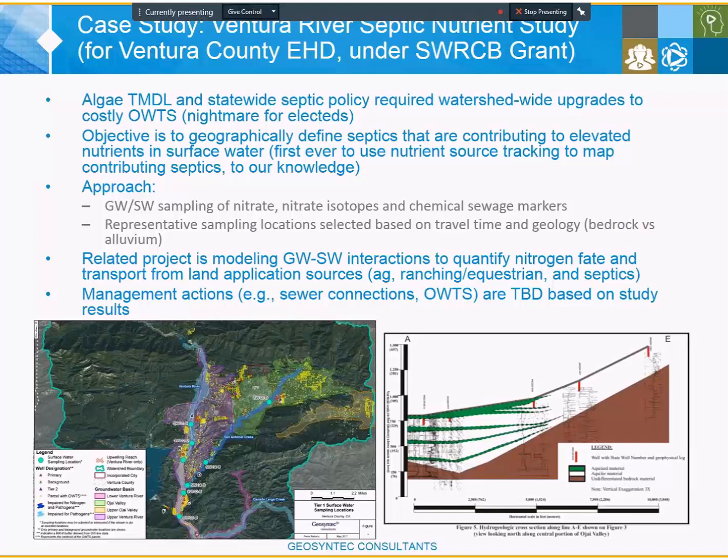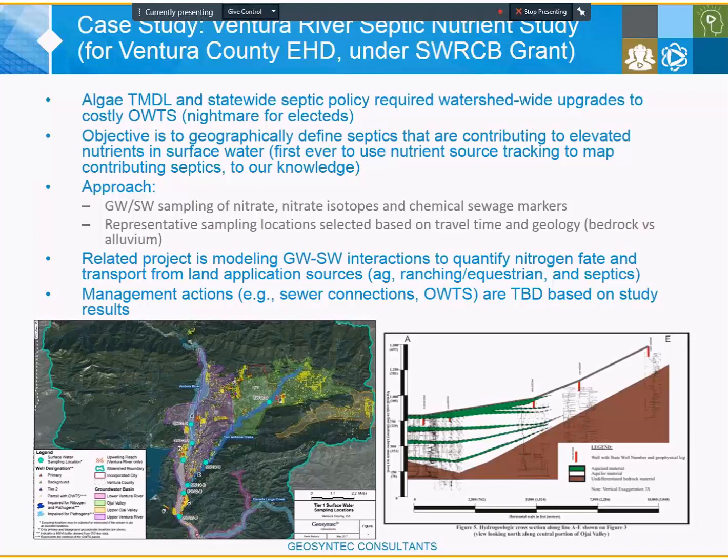And this is using a combination of groundwater surface water sampling of nitrate isotopes, and chemical sewage markers. Here we went away from the DNA markers because in subsurface, when we're trying to understand nitrate fate and transport, it was our belief that the chemical sewage markers would be more recalcitrant and more mobile. Whereas the DNA is subject to die-off, potentially more rapidly than some of the chemical markers. So we're using chemical markers, and the sampling locations are selected based on travel time and geology. We want to make sure we characterize bedrock areas and alluvial areas.